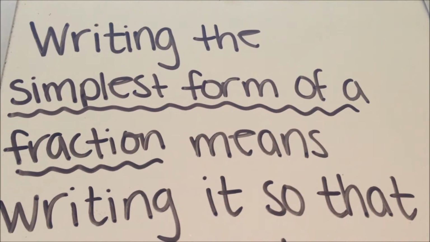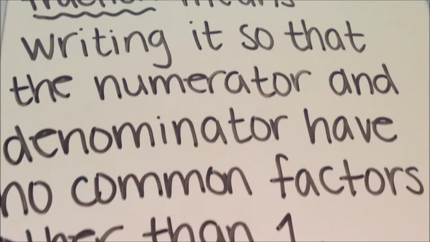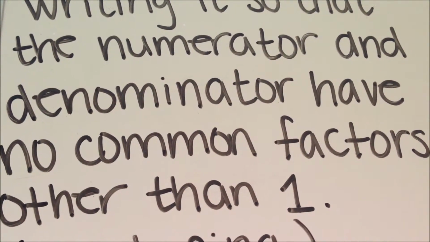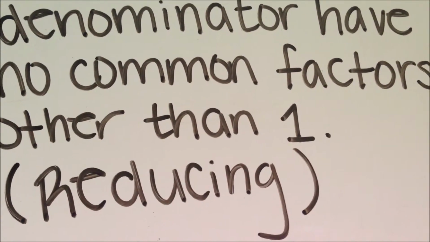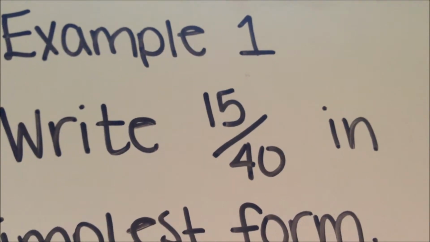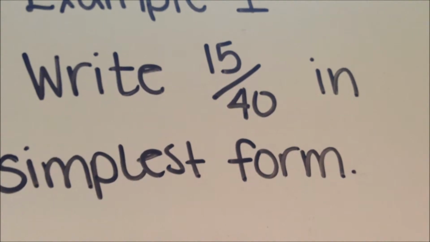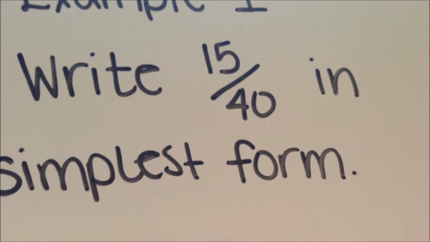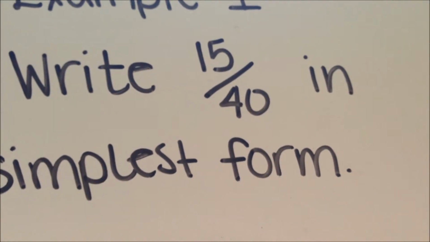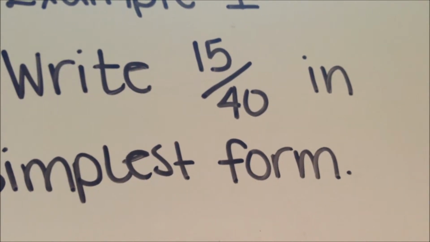Writing the simplest form of a fraction means writing it so that the numerator and denominator have no common factors other than 1. This is also known as reducing a fraction. Example 1. Write the fraction 15/40 in simplest form. The way you do that is by determining the largest factor, or the greatest common factor between the two numbers, and divide both the numerator and denominator by that GCF.